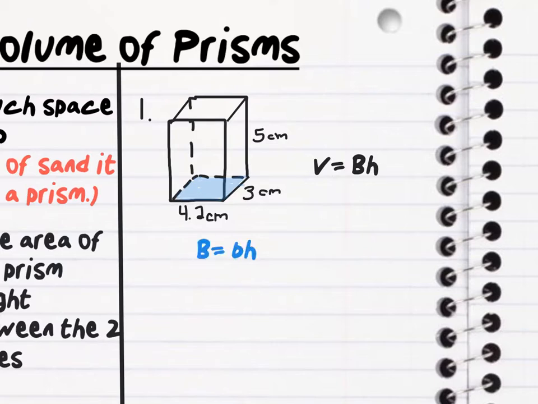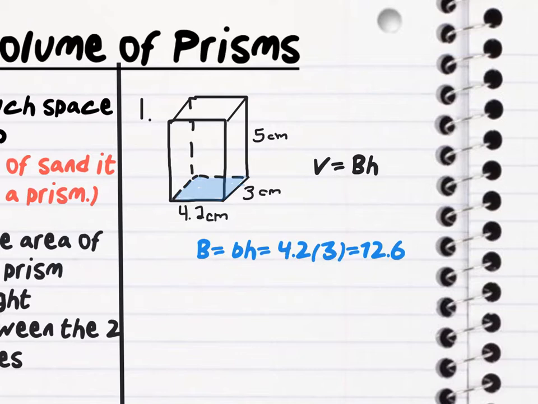So start with the formula, and I want you to write the formula down. The base area is going to be base times height because in a rectangle we just take the base and the height and multiply it together. So the base is 4.2 and the height is 3. So now here we're going to write 4.2 times 3, and when you multiply these two things together, it's going to be 12.6. So make sure that you write that it equals 12.6.